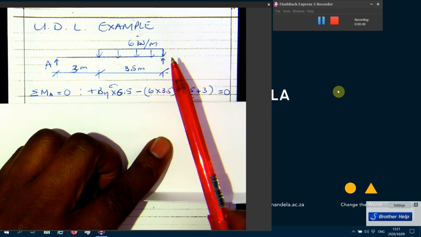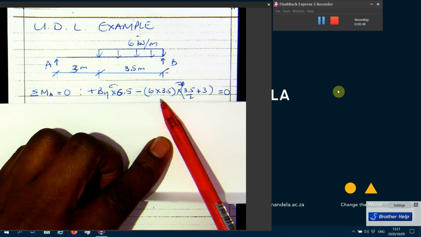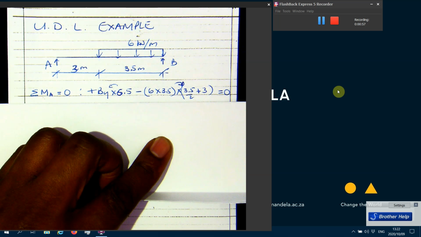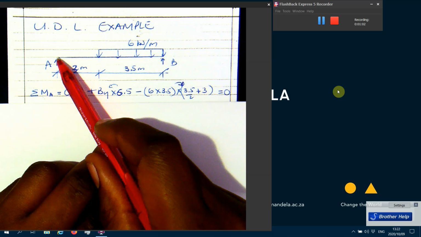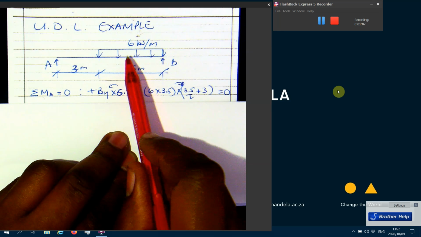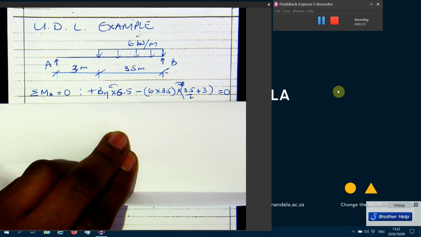The second part of the equation is the uniformly distributed load, where I convert my uniformly distributed load into a point load acting at the center of it, because it's a rectangular shape uniformly distributed load. What about this distance? I'm taking moments about A, so 3.5 divided by 2 is the distance from the center to the start of my uniformly distributed load.